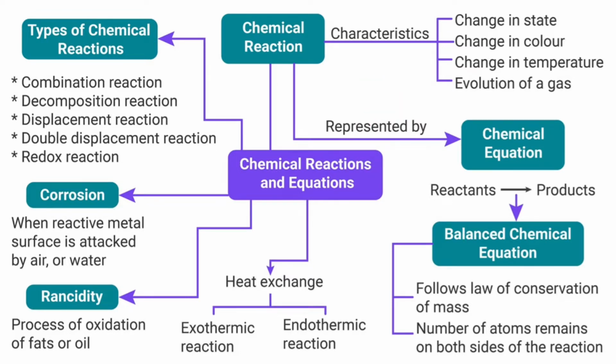Chemical reactions are represented by chemical equations. In a chemical equation, reactants are written on the left hand side and products on the right hand side, and every chemical equation has to be balanced because we need to follow the law of conservation of mass. There are 5 types of chemical reactions: combination, decomposition, displacement, double displacement and redox reaction.